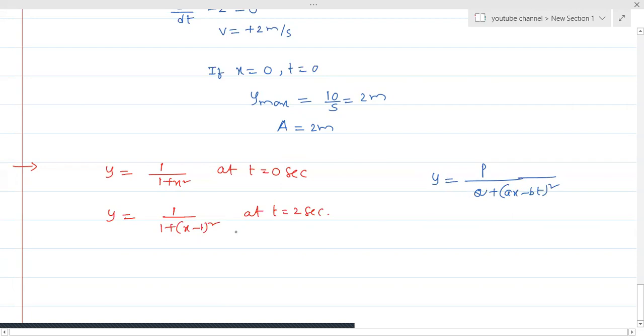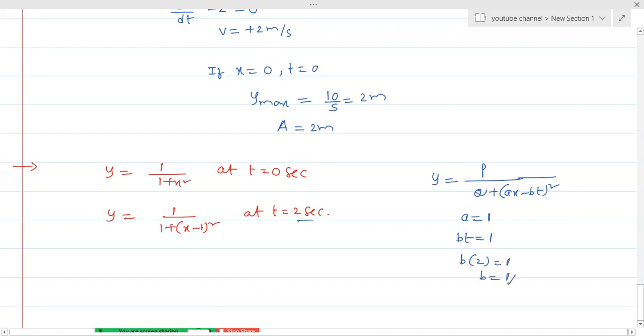So by comparing these two, we will get a equal to 1, and bt is equal to 1. The time value given here is 2. So therefore b into 2 is equal to 1, or b is equal to 1 by 2. So we have another nature for the wave.